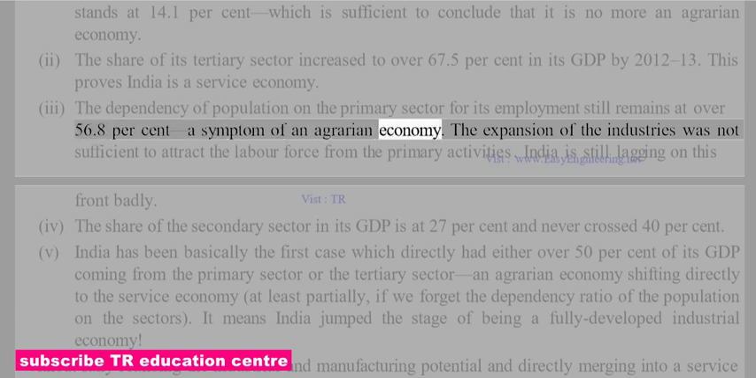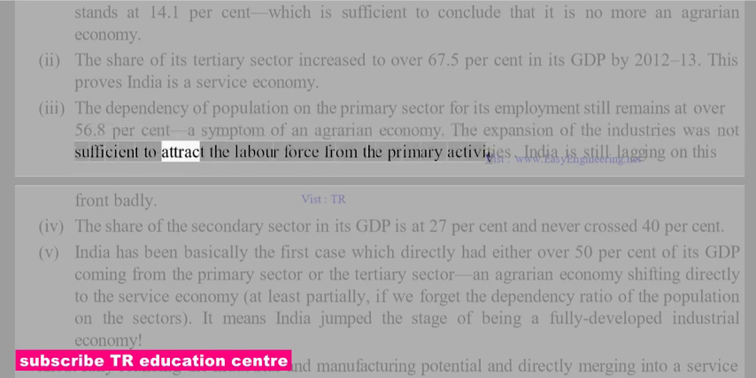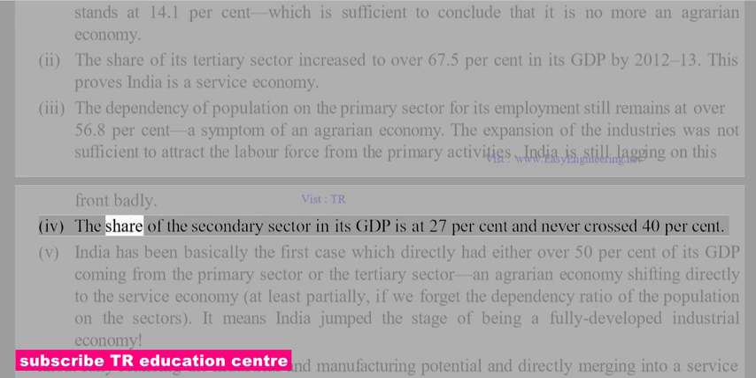an agrarian economy. The expansion of the industries was not sufficient to attract the labor force from the primary activity. 4. The share of the secondary sector in its GDP is at 27% and never crossed 40%.